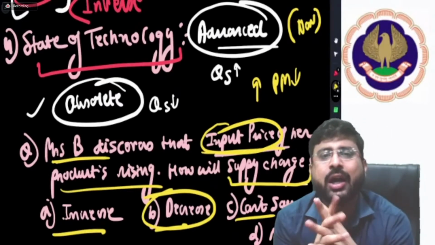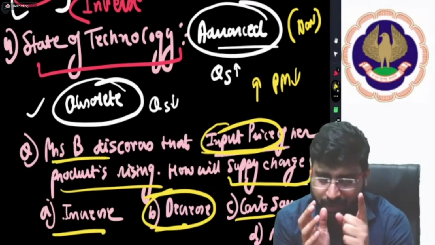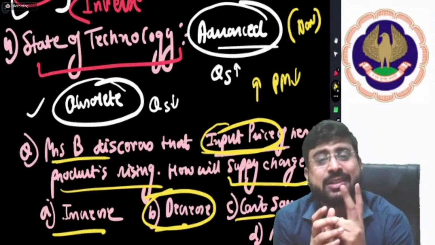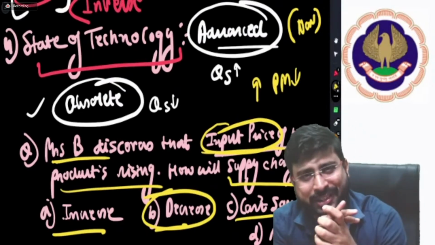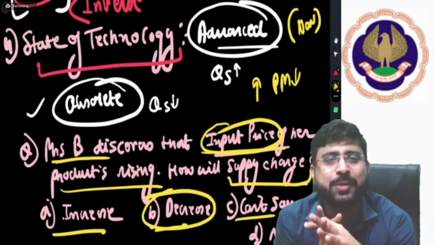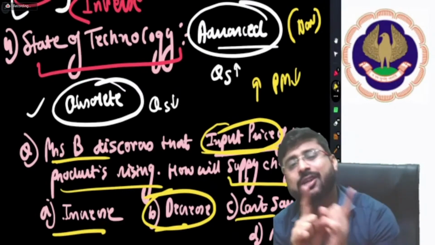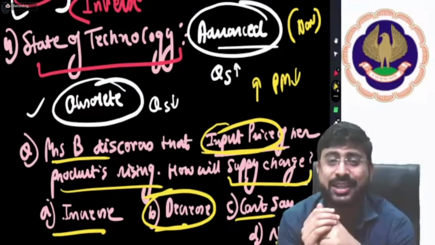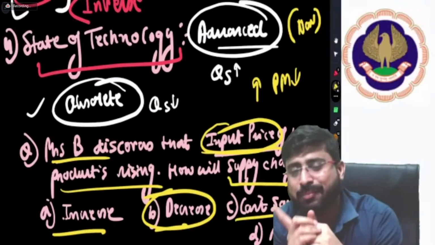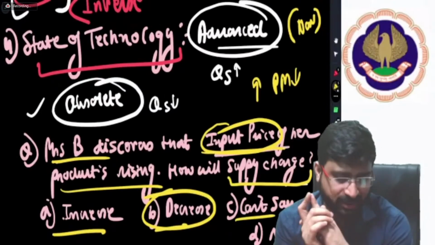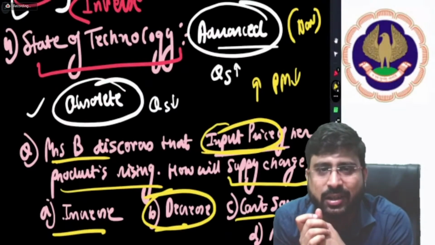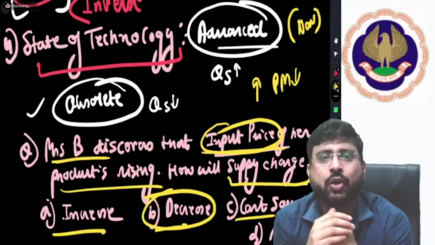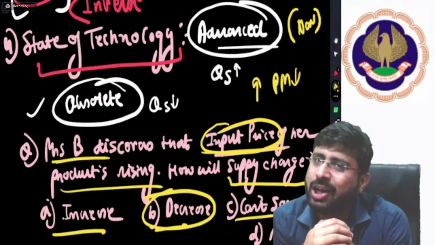The second point was price of related commodities. So if related commodities are becoming expensive, the producer will shift to them as they are making more profits out of that. The third one would be input prices. So if input prices are rising, profit margins are reducing, so quantity supplied will fall.